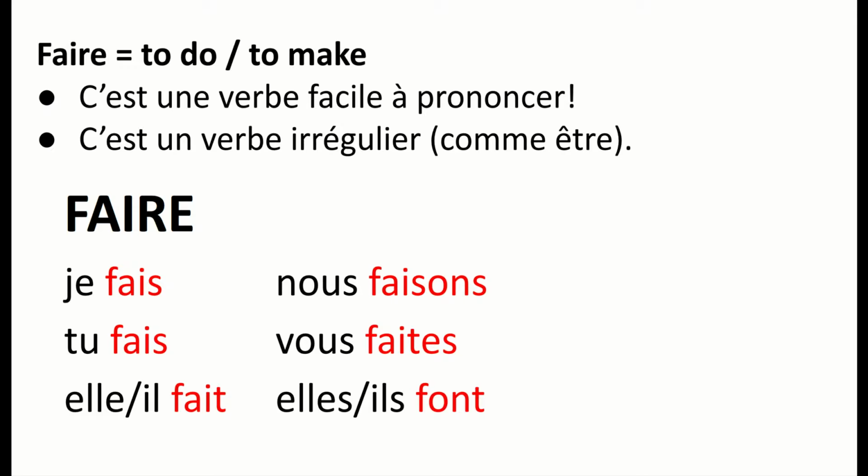So what do I mean by that? I mean that if you look at how it's conjugated, if you look at the forms for the different subject pronouns, it doesn't look all neat and tidy like the verbs parler and manger and nager and travailler, right? It's a little bit different. So it's considered an irregular verb. So we have faire, which means to do or to make.